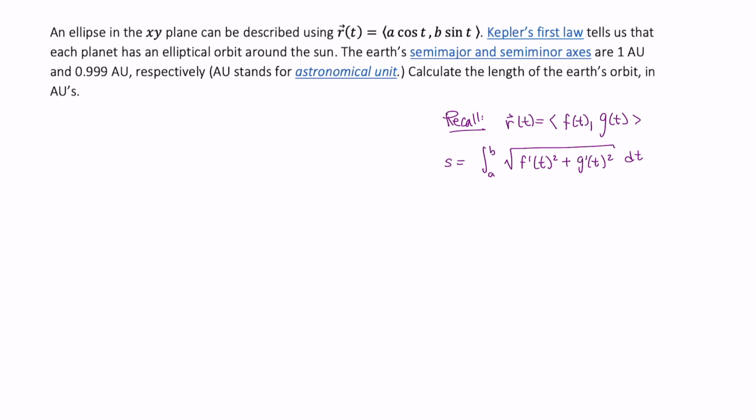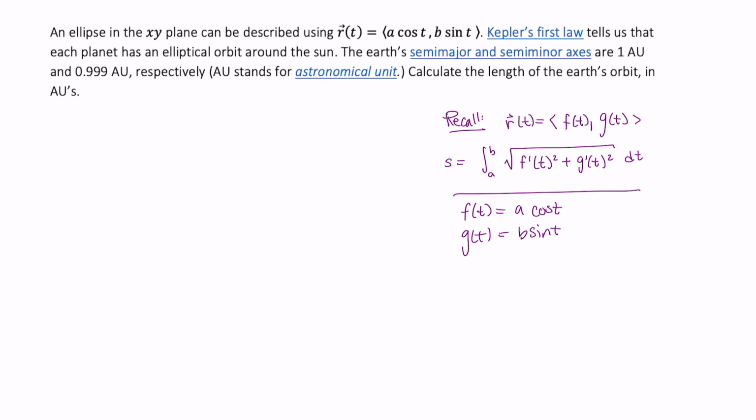So in our case, f of t is equal to a cosine t, and g of t is equal to b sine t. Sorry for all these typos. It is like 10:38 my time, and it's been a long day. My brain is not as caffeinated as it was, say, 12 hours ago.